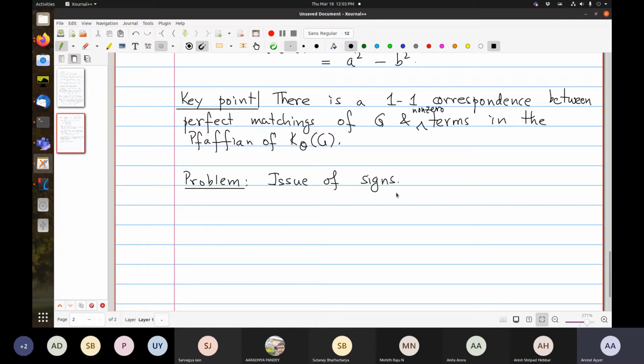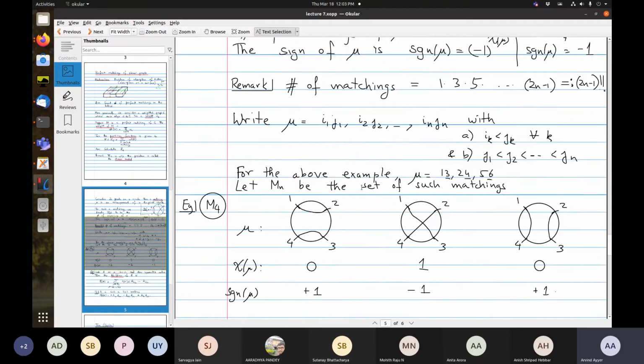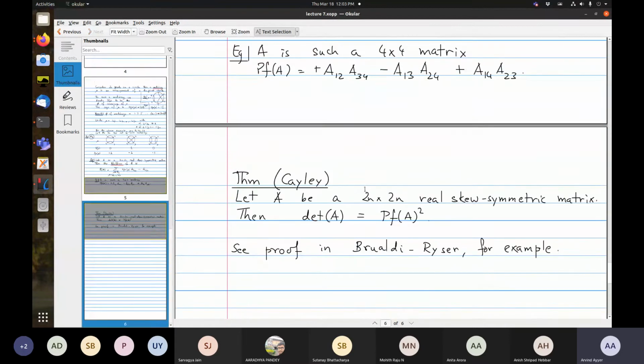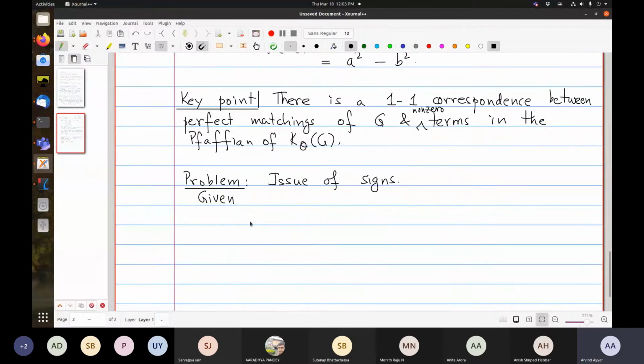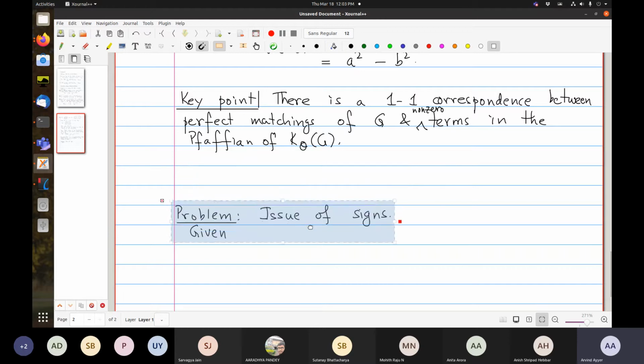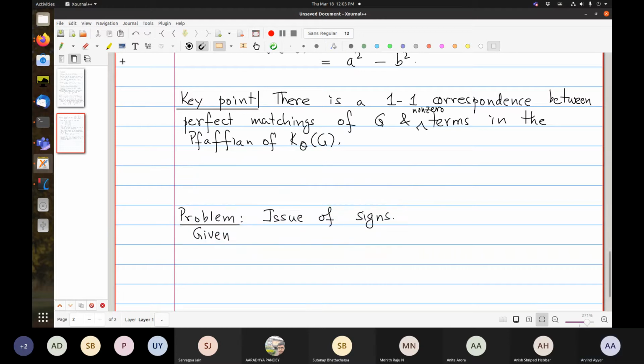Okay, so what is the point? Given a perfect matching, did I have some notation for this setup? Okay, so maybe I will first define this. So let script M of G be the set of perfect matchings.